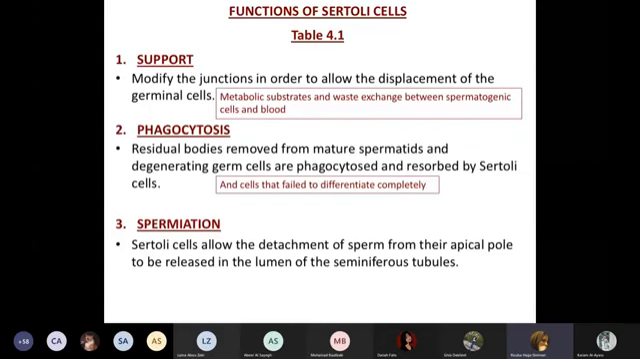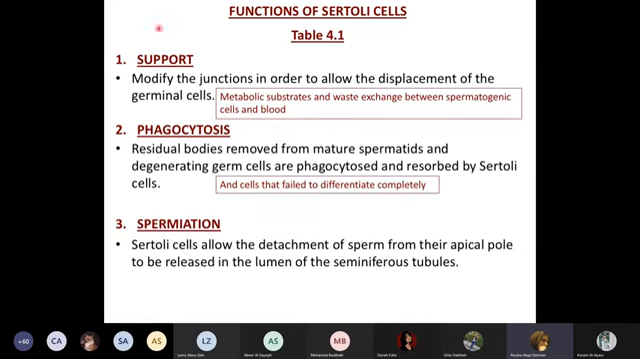Now, the table 4.1 inside your books will mention all the functions of Sertoli cells. So we are going to go into each one of these functions. We start with the first one, which is the support function of the Sertoli cells. Now, as you can see here in front of you, so we have the support. What is the importance of the function of support given by the Sertoli cells?